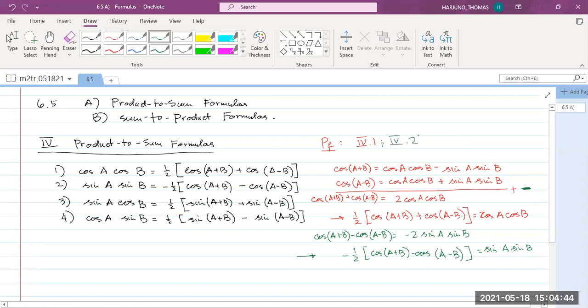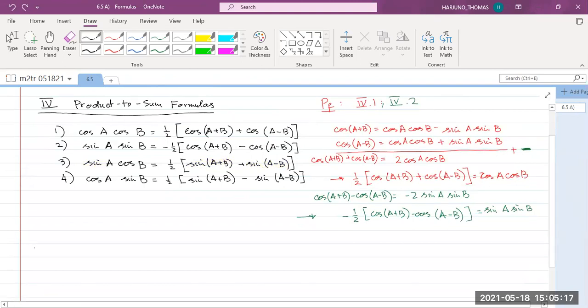Now for the proof for 4.3 and 4.4, you get the expansion of this guy and the expansion of this guy. If you add them, you will get 2 sine A cosine B. So to isolate sine A cosine B, we divide both sides by 2 after that. Okay, so that's the idea of the proof.